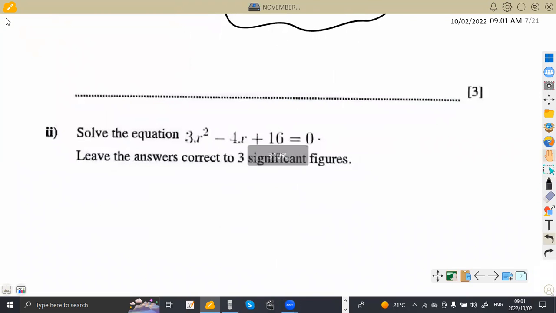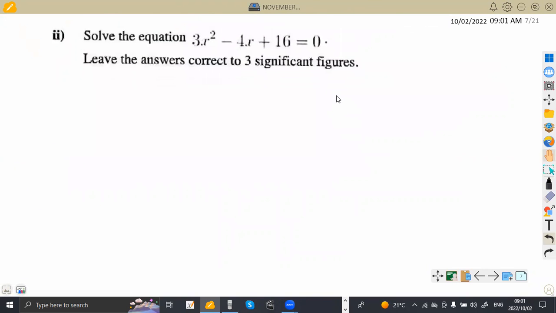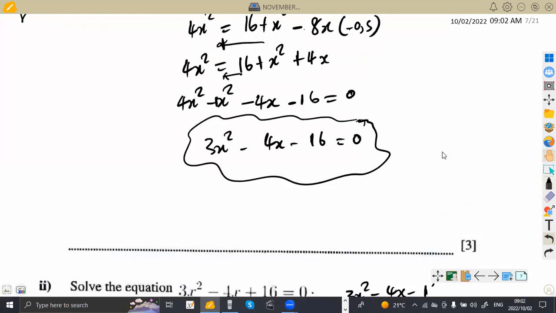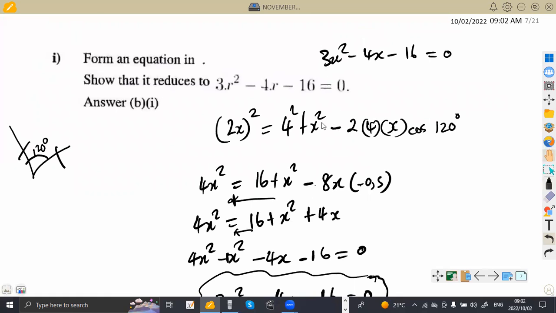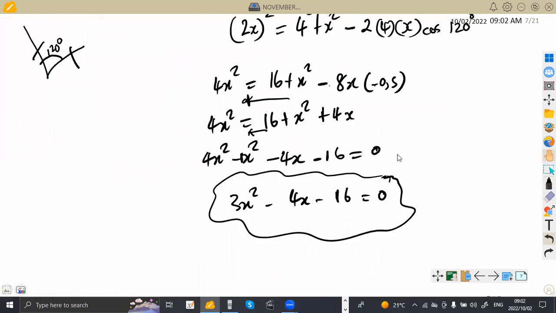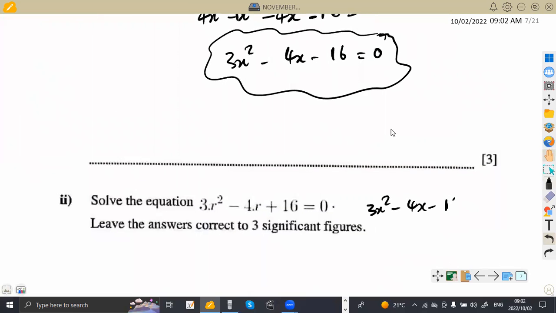That's a normal thing that you're supposed to expect. And whenever they say give this answer to 3 decimal places, it means I have to use nothing here but the quadratic formula. Is this a plus or a minus, guys? This is a minus that we are given here. Show that it reduces to. Then now the question is: solve the equation.